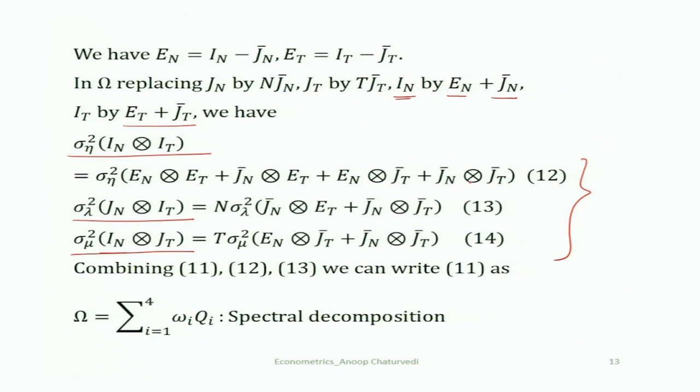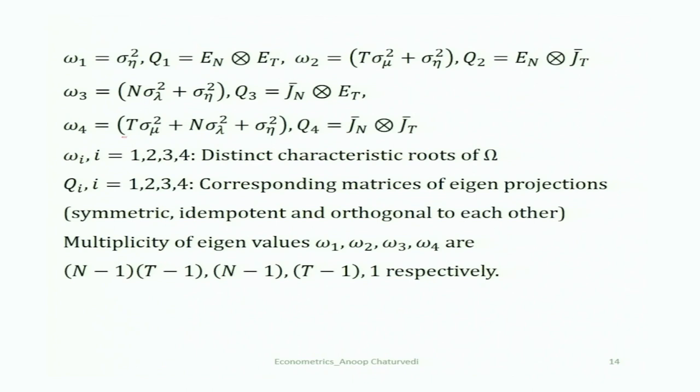If you take J̄_n canonical product J̄_t, then you get one term σ²_η from here, one term here n times σ²_λ, and one term here T times σ²_μ. So Q4 is this J̄_n canonical product J̄_t. And with Q4 you have ω4, which is T times σ²_μ plus n times σ²_λ plus σ²_η.